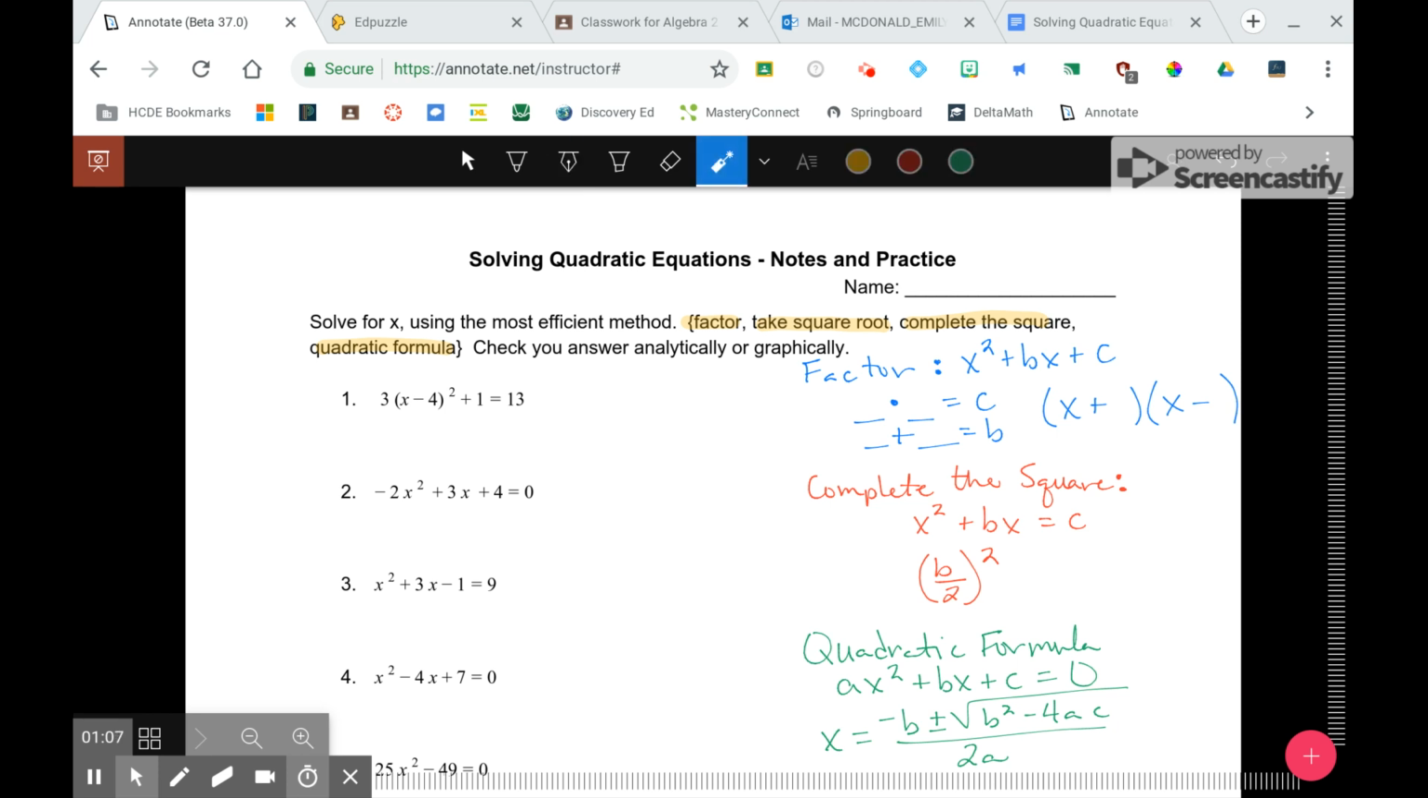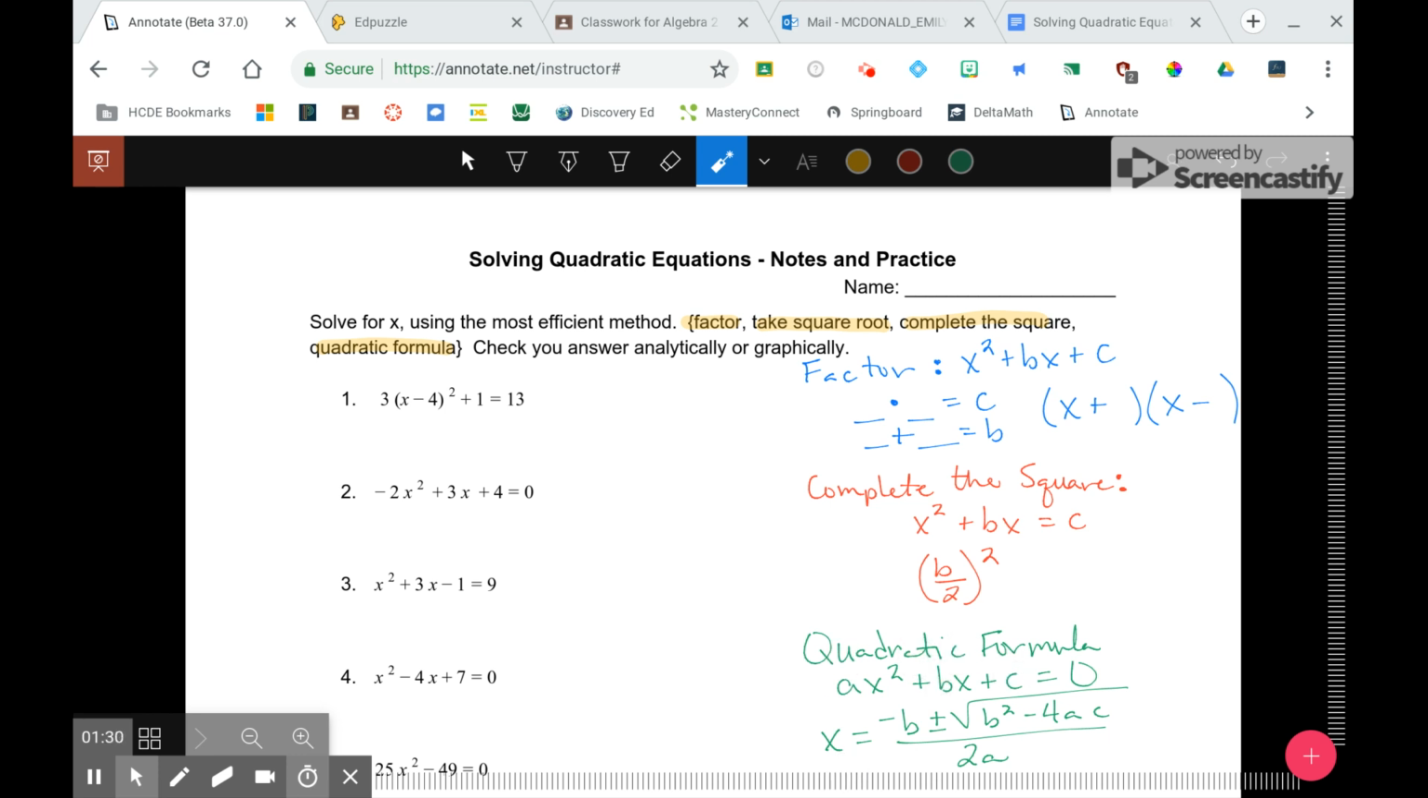Complete the square is when you have your x squared and x, the variables, on one side, constants on the other. We can take that b number, the number with the x, divide by 2, square it, then we'll get a perfect square trinomial, and then we can solve from there. Or we have the quadratic formula. If you have a quadratic in this form, you just identify a, b, and c, and plug it in.